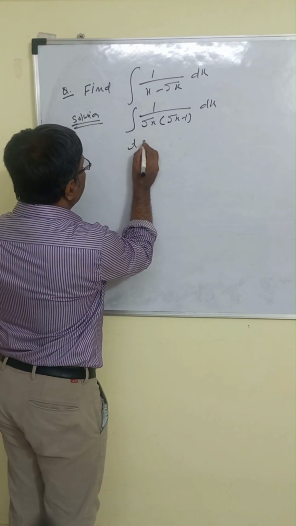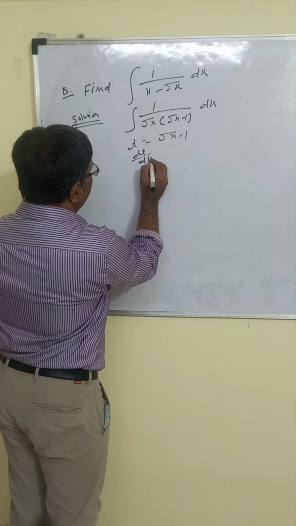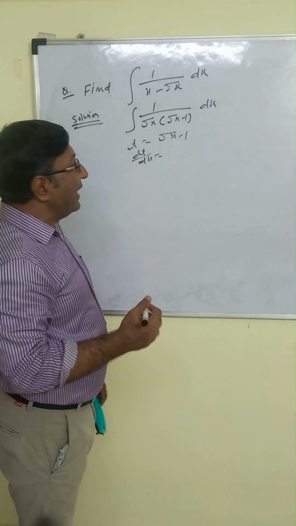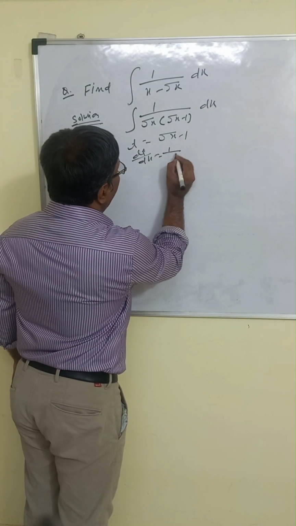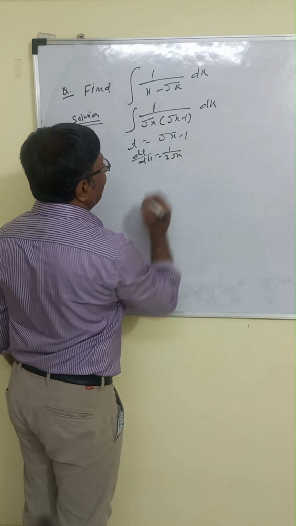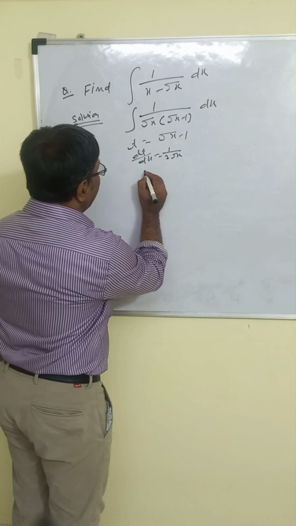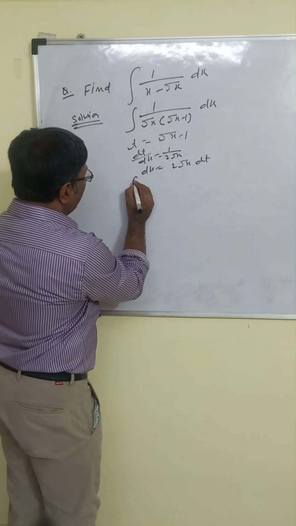Now just put t equal to root x minus 1. So dt upon dx is what? The derivative of root x: the derivative of x to the power n is n x to the power n minus 1, so we will get x to the power half, so it becomes 1 by 2 root x. And 1 is a constant, so the derivative is 0. So we will get dx equal to 2 root x dt.